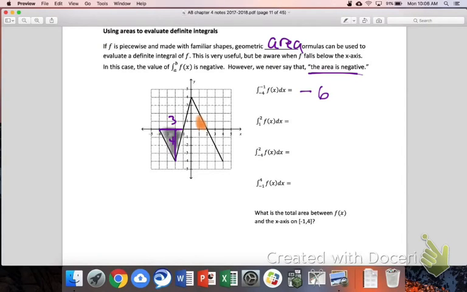So from 1 to 2, the dimensions are 1 by 2. Did you guys get an area of 1? Okay. Now, should the integral spit out a 1 or a -1? Why 1? It's above the x-axis. So we'd put equals 1.